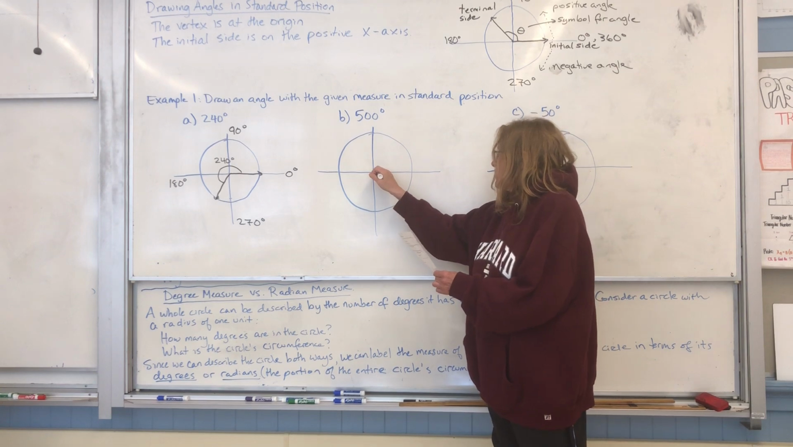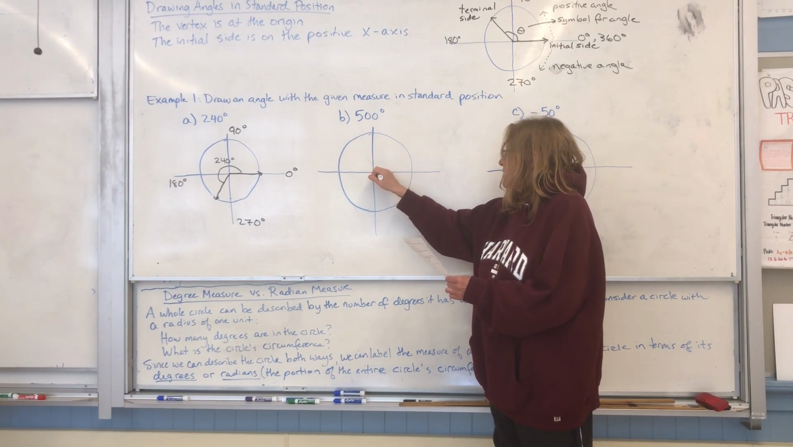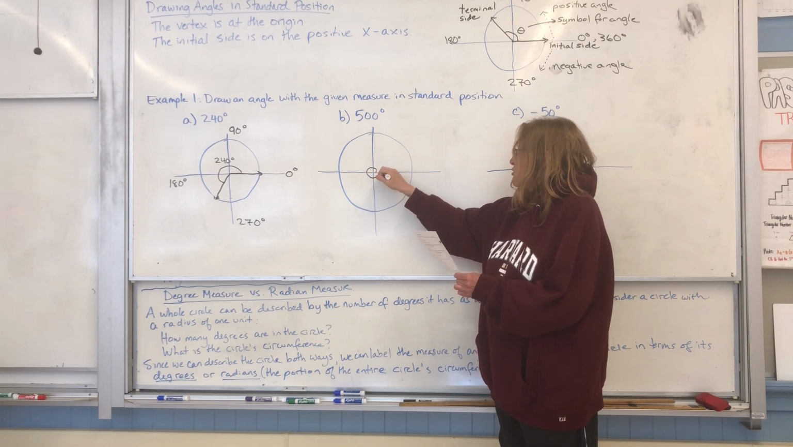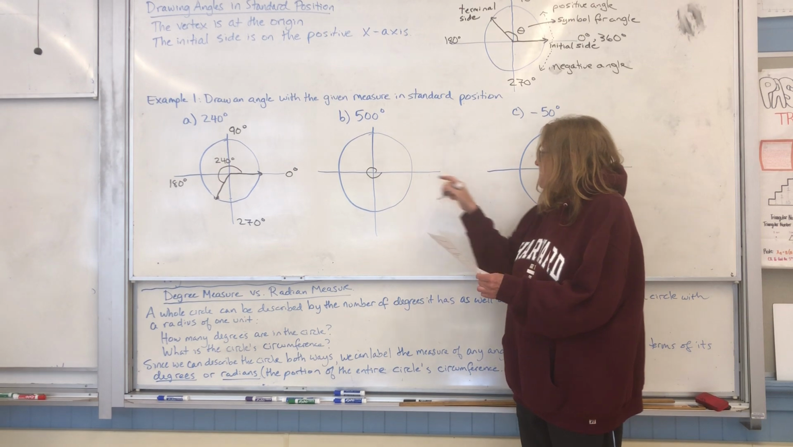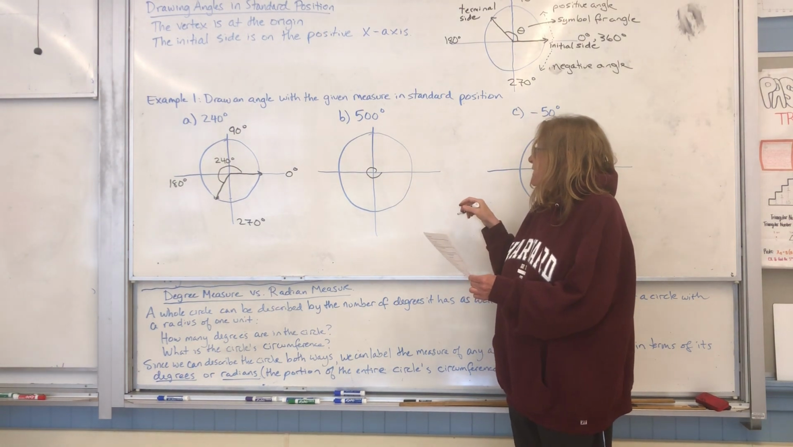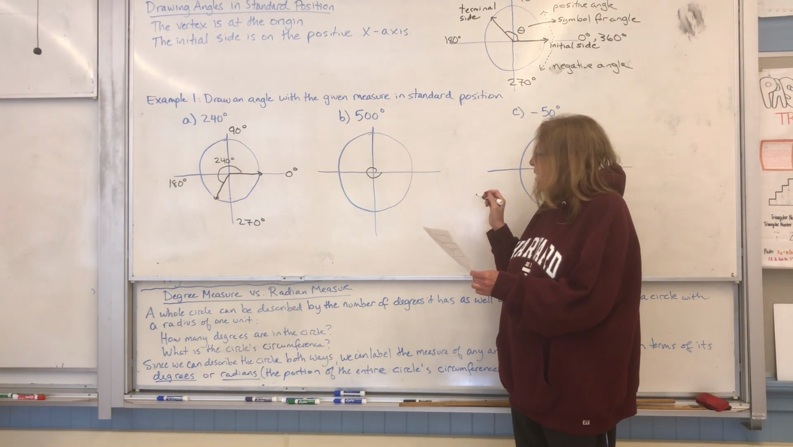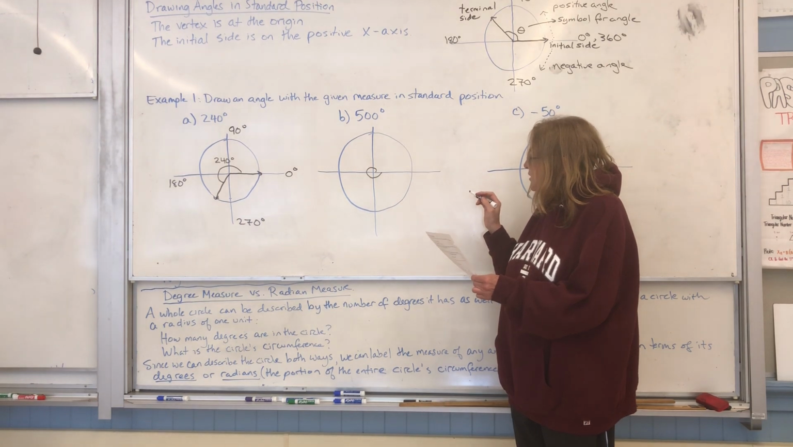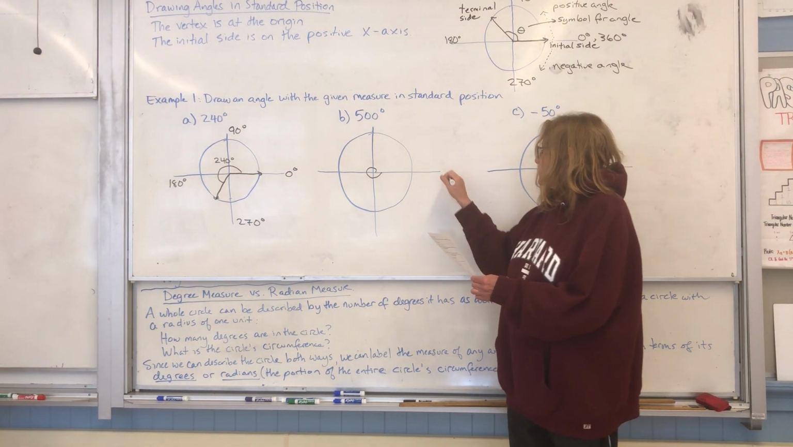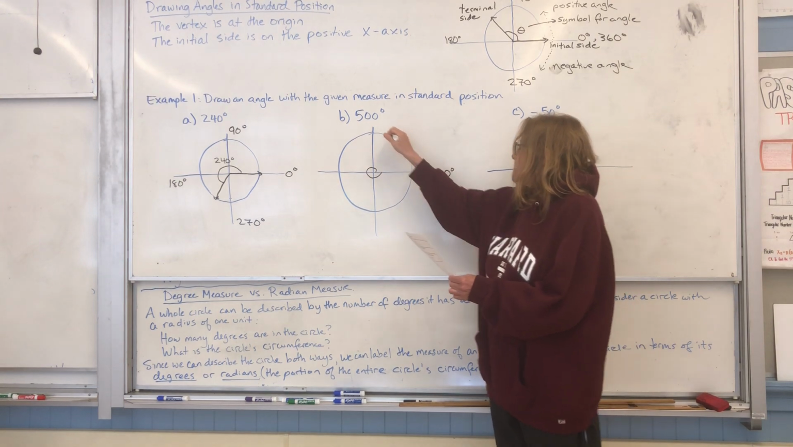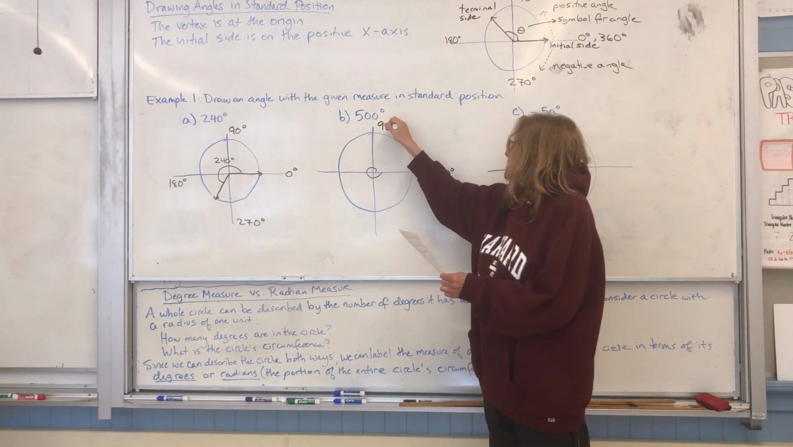So what I like to do is, okay, here's what I'm going to do. I'm going to start, go around the circle, and I'm back to the initial side. That's at 360 degrees. So how much more do I have to go to get to 500? Well, I need to go, oops, I didn't do what I advised you to do, which is to label this, sorry.